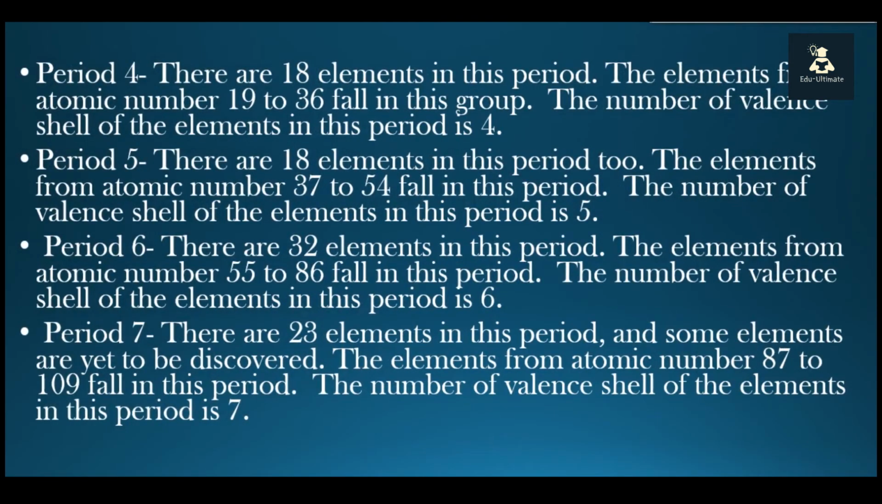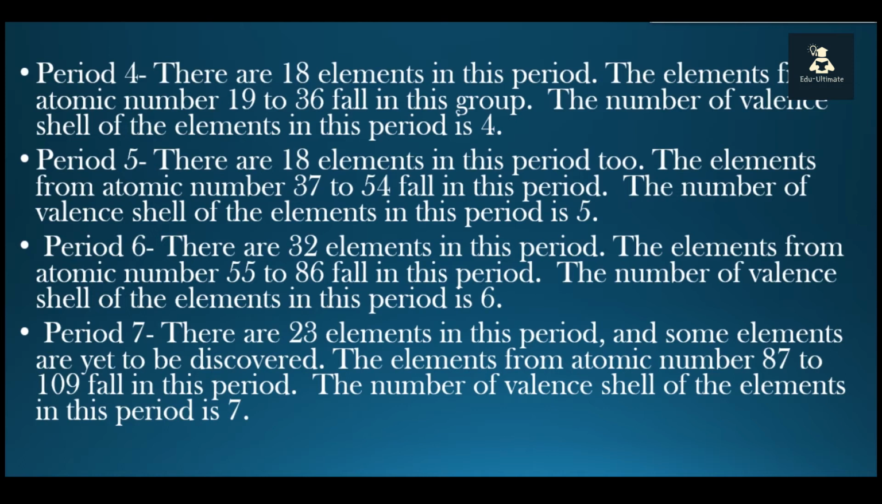Period 4. There are 18 elements in this period. The elements from atomic number 19 to 36 fall in this period. The number of valence shells of the elements in this period is 4. Period 5. There are 18 elements in this period too. The elements from atomic number 37 to 54 fall in this period. The number of valence shells of the elements in this period is 5.